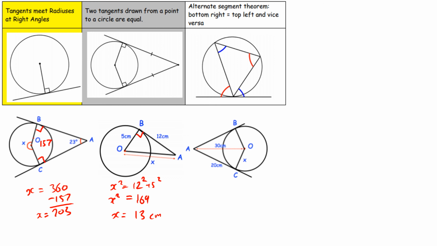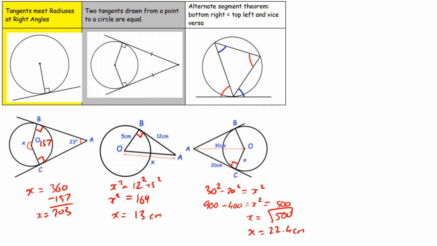And then last one, similar job, right angle triangle. So we can say that 30 squared minus 20 squared equals x squared. So that's 900, take 400 is x squared, which is 500. And so x is the square root of 500, which would mean it's about 22.4 centimeters.